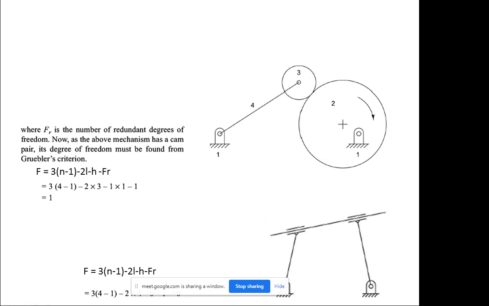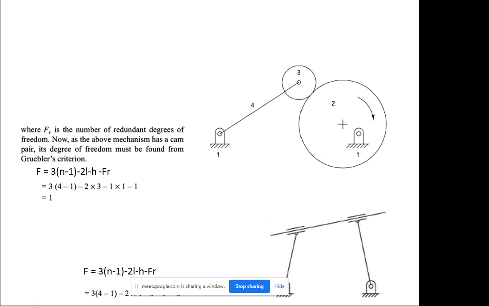In this, you can see this figure. This is again a type of redundant link, because it is not going to have any effect on this entire mechanism. One link, if it is there, it is not going to oscillate in this direction. So in this case also you have to take FR: 3n minus 1 minus 2l minus h minus FR. Calculate using the same equation, just taking the redundant degree link here.